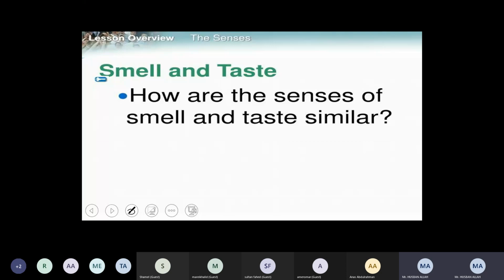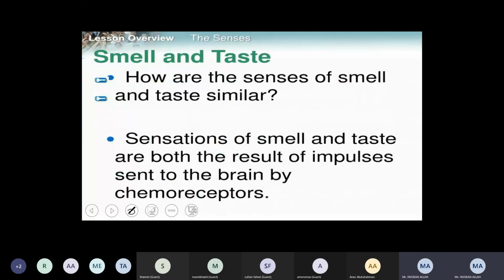Where are the sense of smell and the sense of taste present? The sense of taste is in the mouth or on the tongue, right? So they are present there. How are they similar? The sensations of smell and taste are both the result of impulses sent to the brain by chemoreceptors.